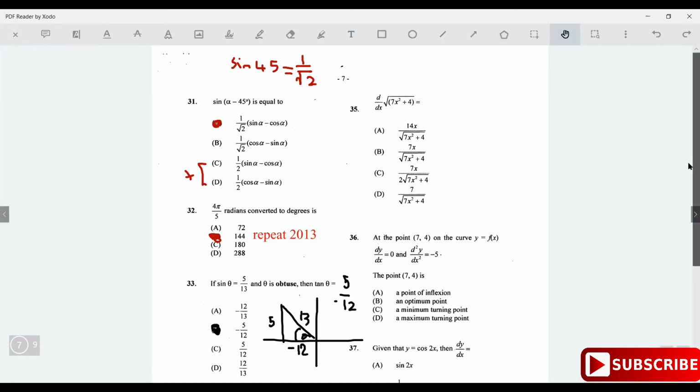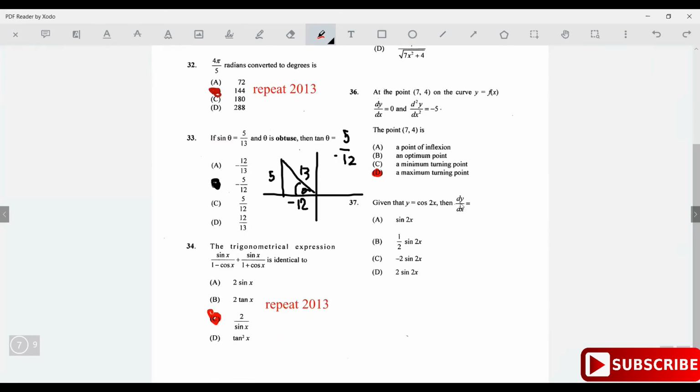Next question. Maximum turning point. Moving along. It says, given that y equals cos 2x, what is dy by dx? When you differentiate cos, you get minus sine. You get minus sine 2x. And then you multiply that by the derivative of 2x, which is 2. So that's minus 2 sine 2x.